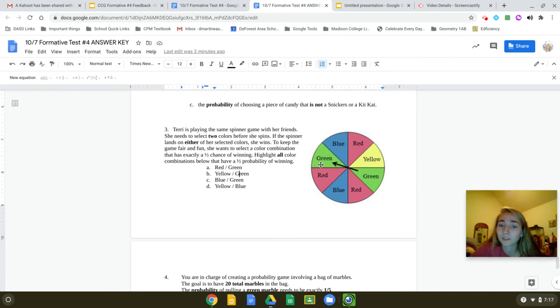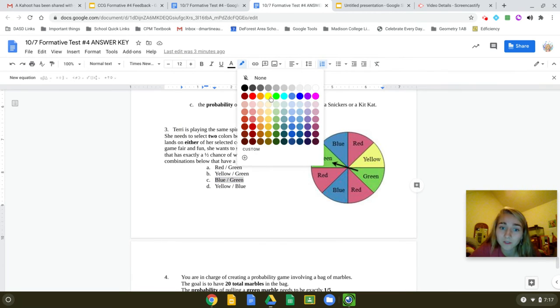Well, there's 1 yellow and 2 green. So that means there are 3 pieces that she could win off of. So 3 out of 8, that's also not a half. We look at blue-green. Blue has 2 and green has 2. So that means we have 4 total. So we have 4 out of 8, which simplifies to 1/2.